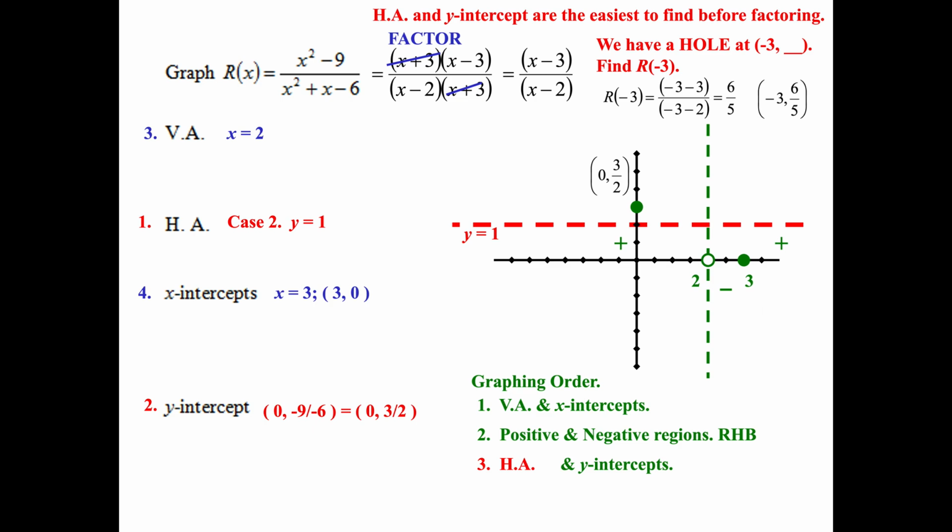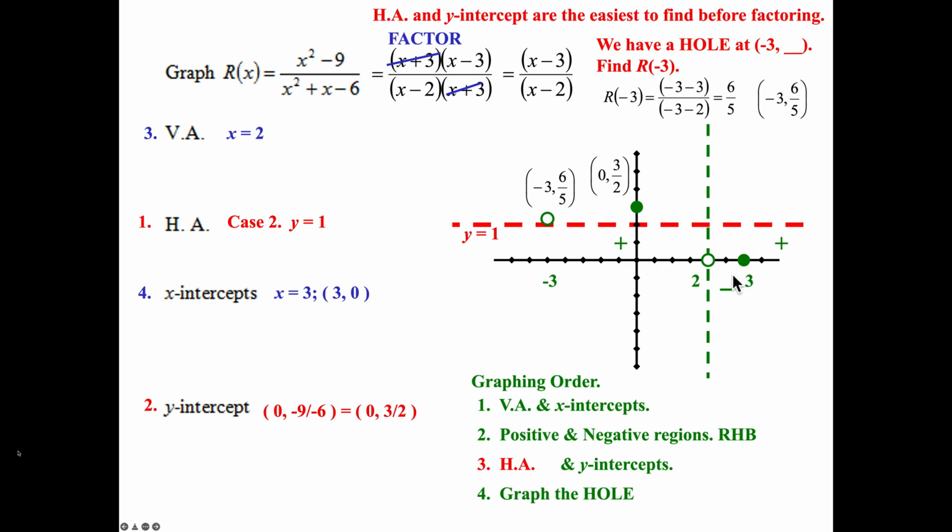Now, the other thing we have to put in is our hole. So the hole happened over here at negative 3. And 6/5 is slightly bigger than 1, like about 1.2. So I have to be just above that horizontal asymptote right here. There is the hole.